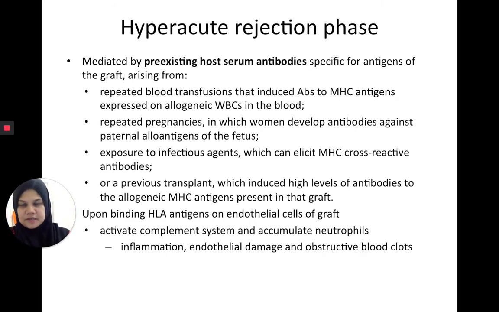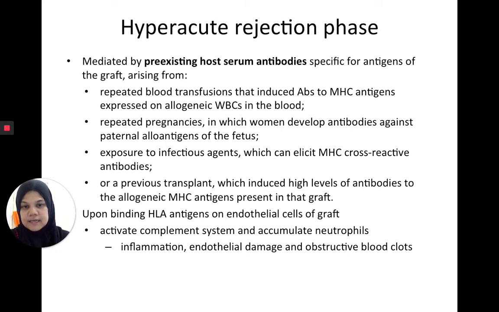The first one is obviously the scariest one, the most intense one. It will happen very fast. This is because it's mediated by pre-existing host serum antibodies for specific antigens from that graft. It could be that repeated blood transfusions have induced antibodies to the MHC antigens that are expressed on the allogenic white blood cells in the blood. Or, for example, if there've been repeated pregnancies, the woman has developed antibodies against the father's set of antigens in the fetus, or if there's been exposure to infectious agents. So the MHC cross-reactive antibodies are the ones mediating the hyperacute rejection, or if there's been a previous transplant that has already induced antibodies to the MHC antigens on the graft.